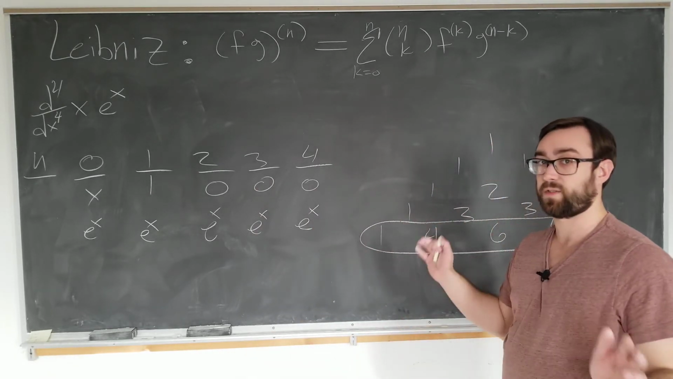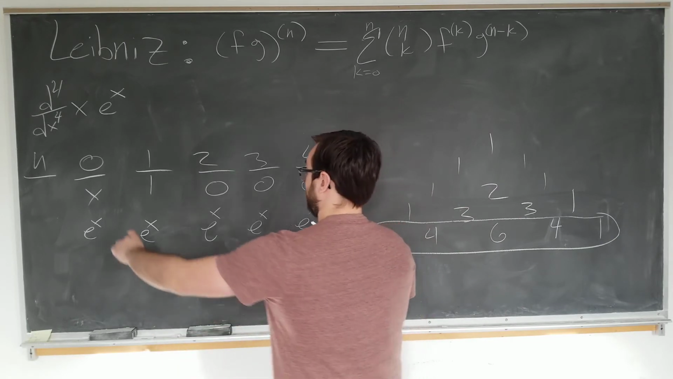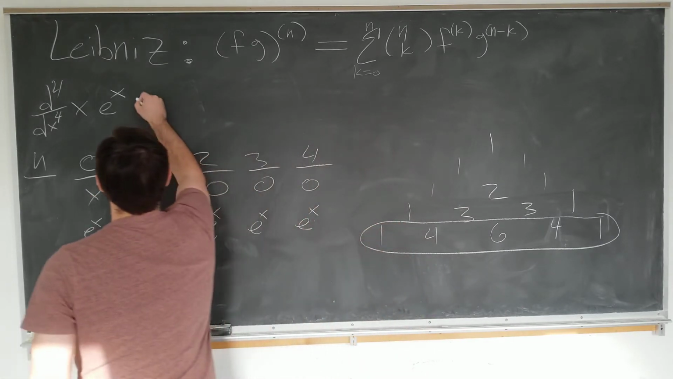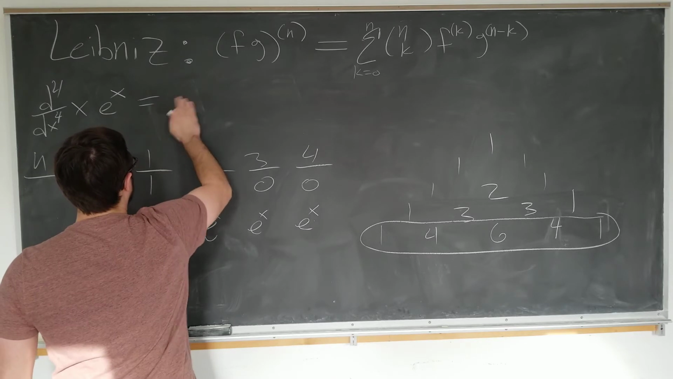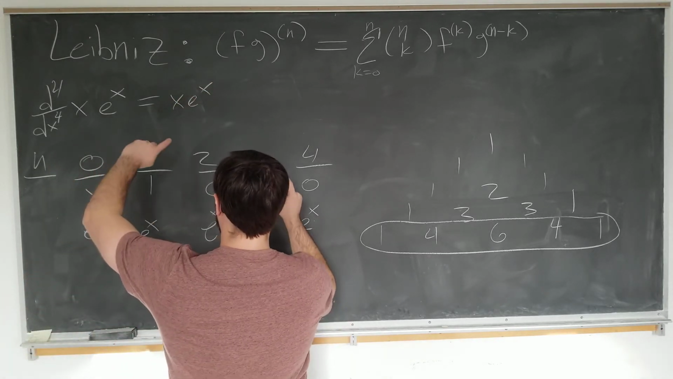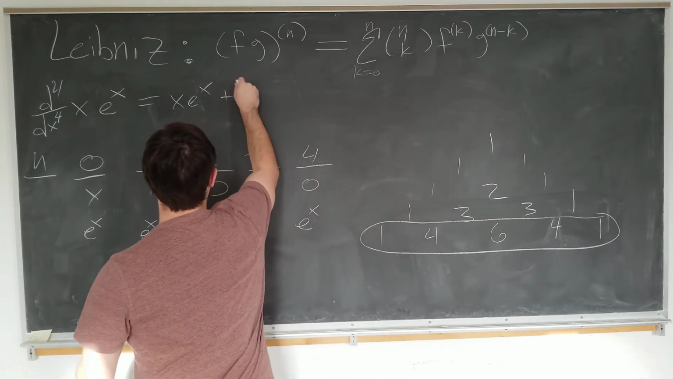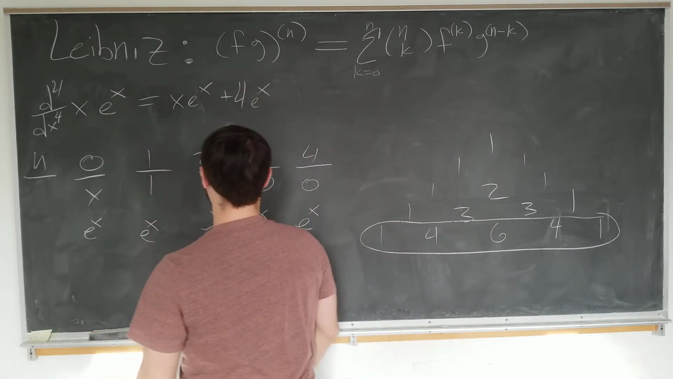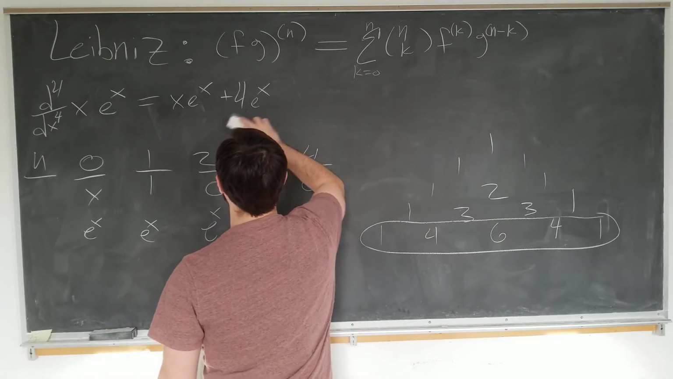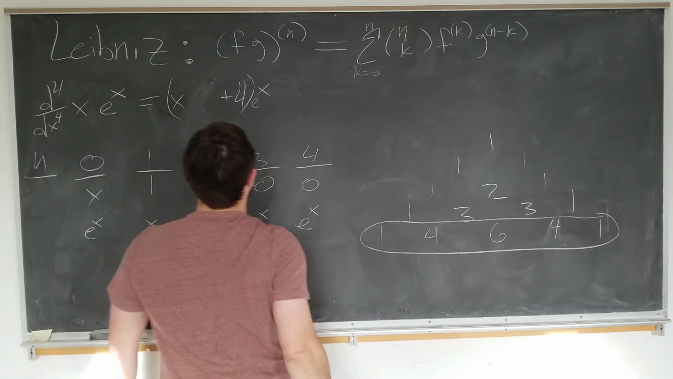All right, let's do it to it. We all know how to do this now. This end and this end. So we have x e to the x plus e to the x times the binomial coefficient that's next, which is 4. And we could just go ahead and factor out the e to the x here. X plus 4 e to the x.